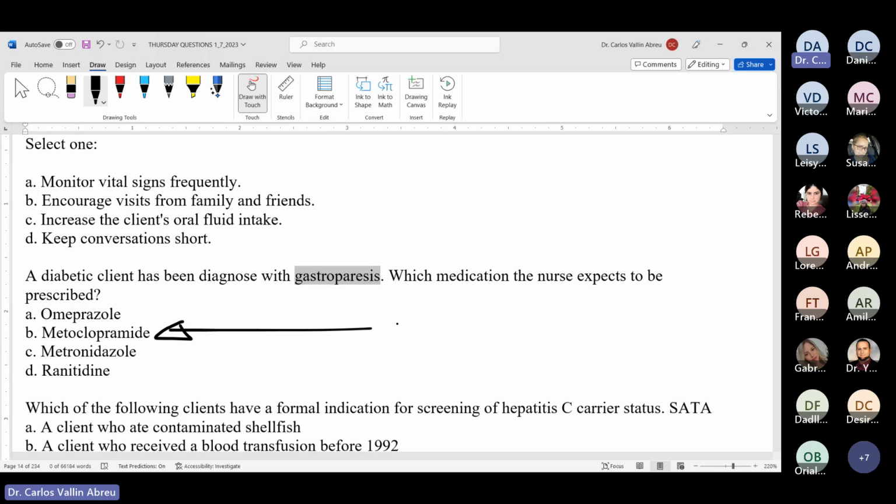Remember that metoclopramide also inhibits the dopamine receptors, the same as the antipsychotics, okay, and can produce extrapyramidal syndromes: acute dystonia, Parkinsonism, akathisia, oculogyric crisis, tardive dyskinesia, and so on. Okay, this is a brief pharmacological review of metoclopramide.